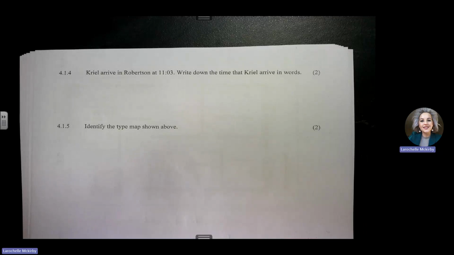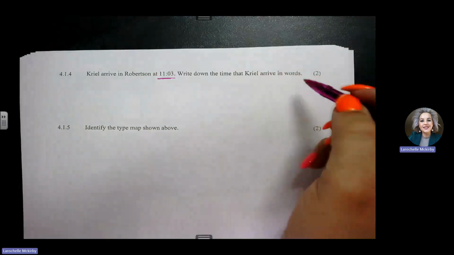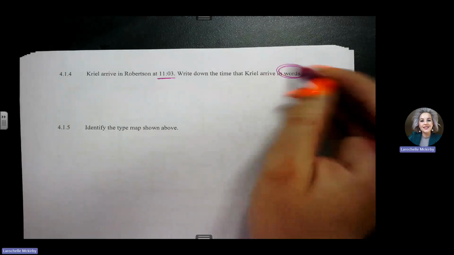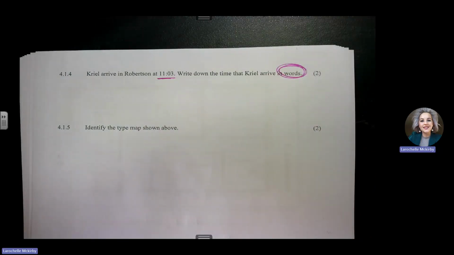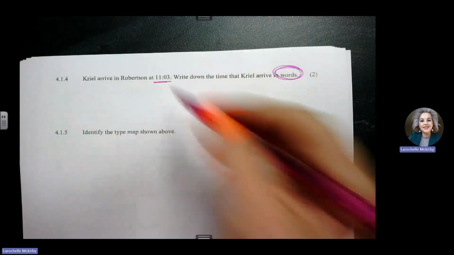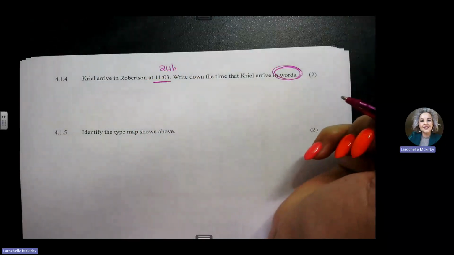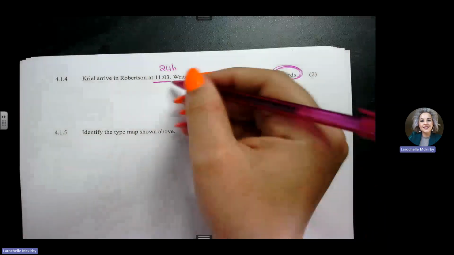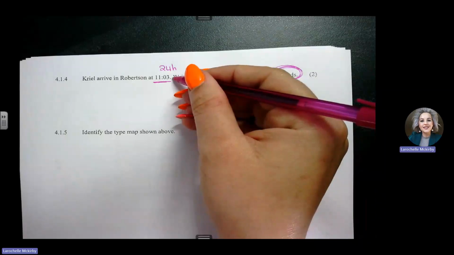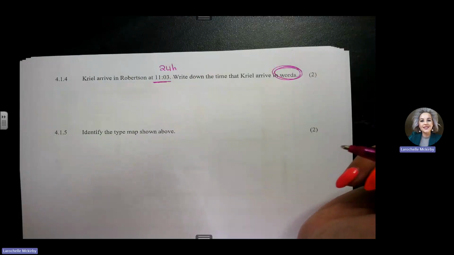Right. Now, let's have a look at the next question. The next question, 4.1.4, says, Kriel arrives in Robertson at 11:03. Write down the time that Kriel arrives in words. Right. So now, first thing is, tell me what time format is this? It's most definitely 24-hour format. Why can I say that? Because there's no AM and PM next to the time. So I know that is 24-hour format.